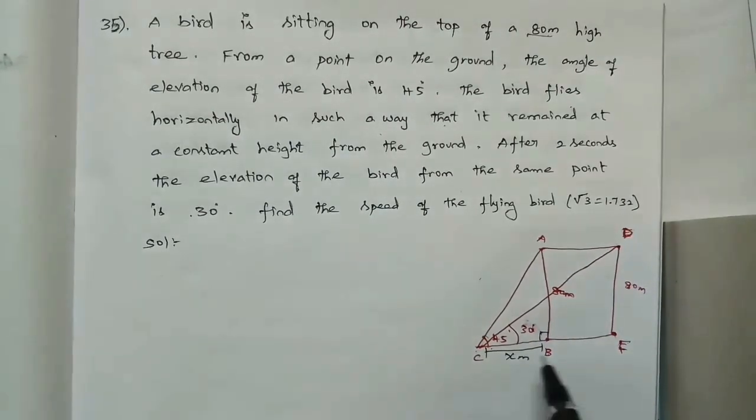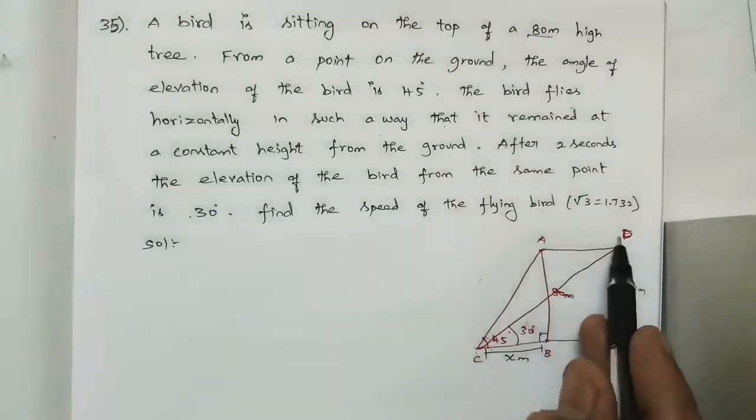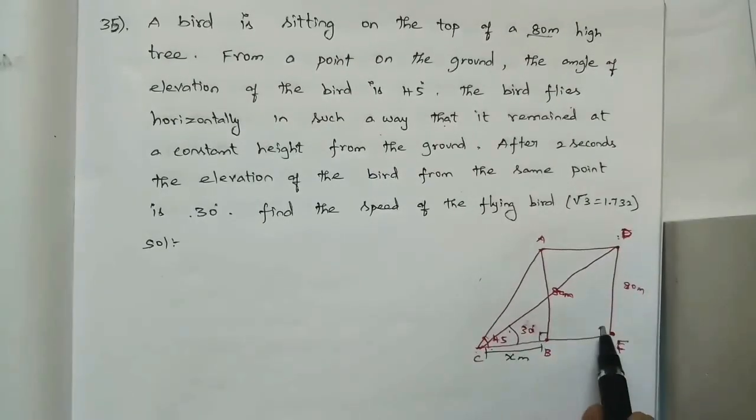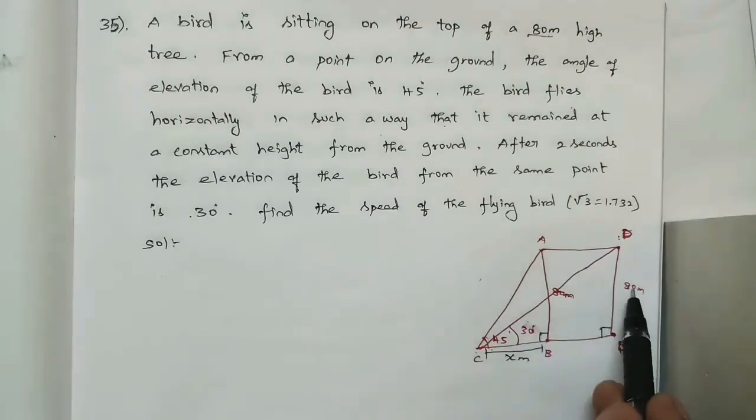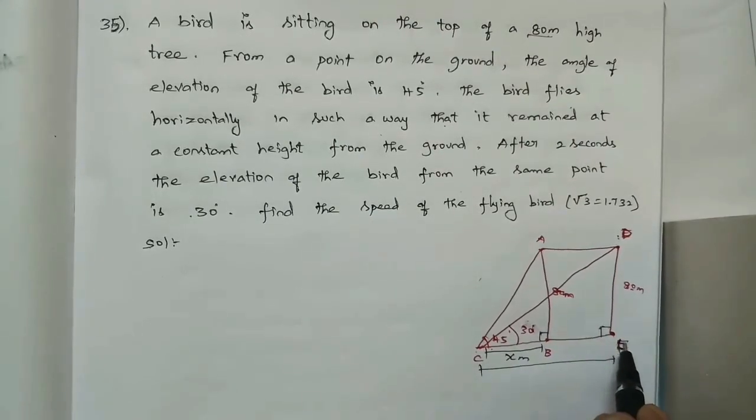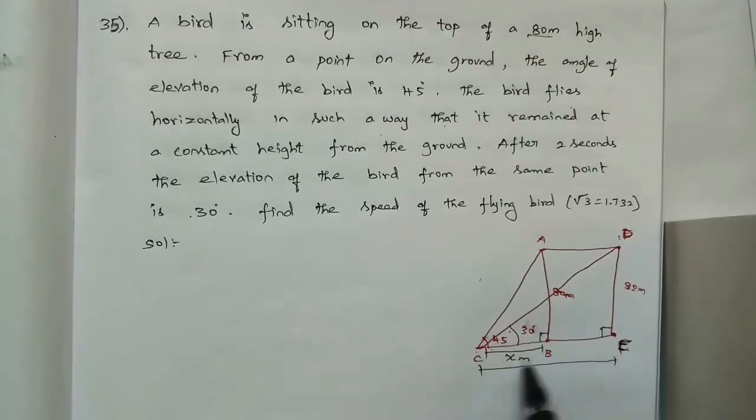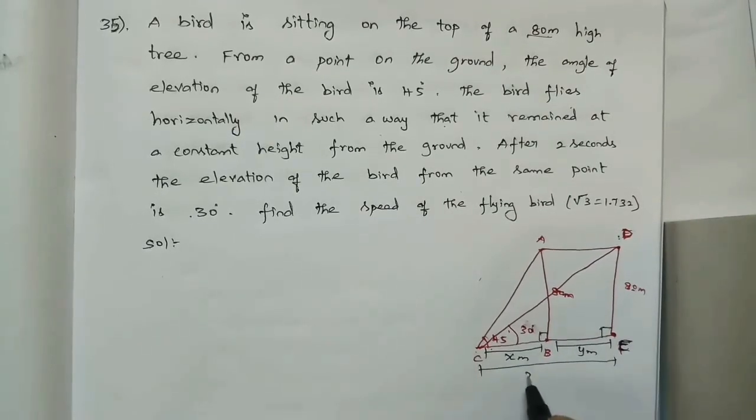X meters. The second right angle triangle is DCE, right? In this right angle triangle, what is the angle? 30 degrees. For the angle 30 degrees, we know the opposite side, and we want to find the adjacent side. First I am assuming that CE is the adjacent side, and CB is X meters. I'm assuming this is Y meters, right? So the adjacent side CE is X plus Y meters, right?